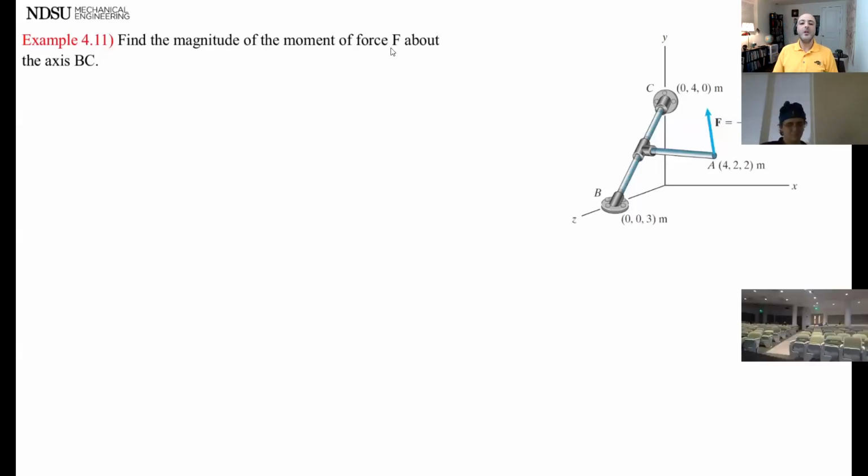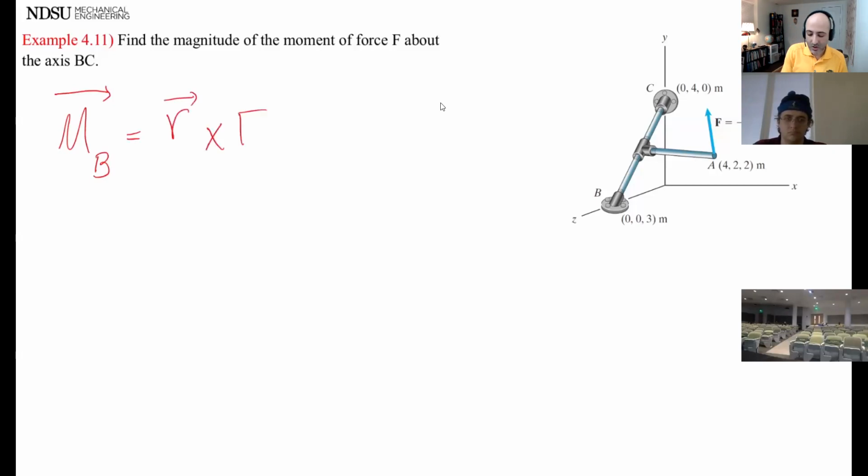There we go. Find the magnitude of the moment of force F about axis BC. So this is different than what we've had so far. What we've had before asked us to find the moment of a force about a point, like, for example, the moment of F about point B. That is a vector, and it's going to be R cross F, where R always starts from this point and goes to the line of action of F.